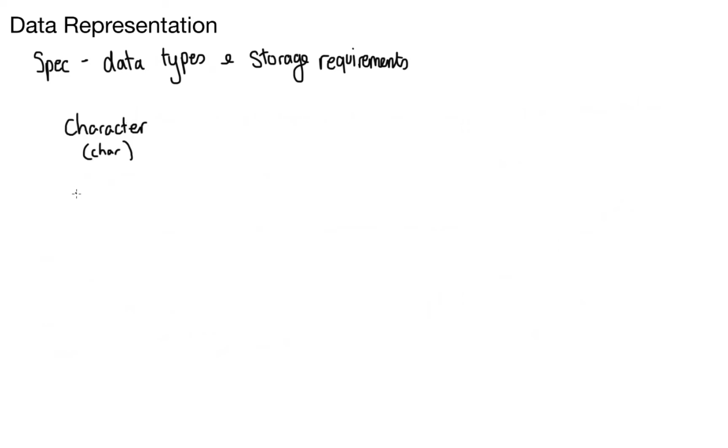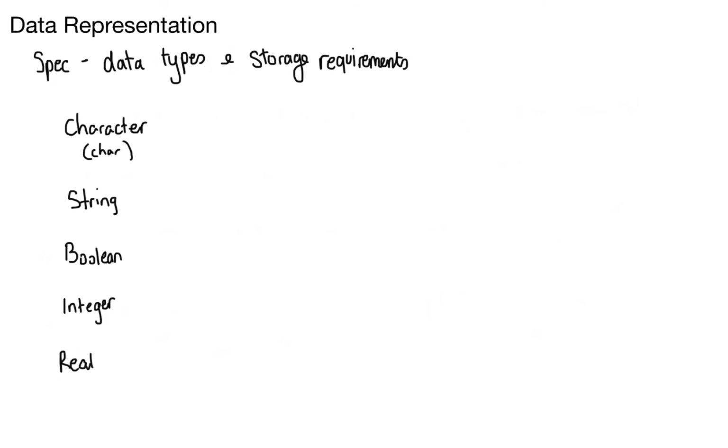So the last thing to get stuck into before we get into the nitty-gritty of the mathematics of data representation is data types and storage requirements. So the different data types that we need to look at for the specification is a character or a char, a string, a boolean, an integer, and a real.